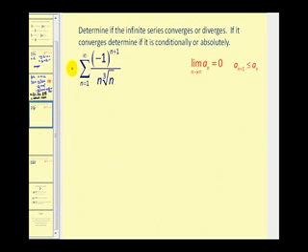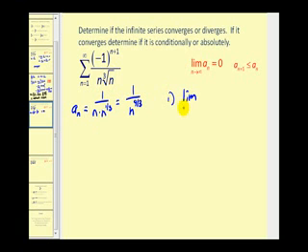Notice the given series is alternating, so we'll apply the alternating series test. So a sub n is going to equal 1 over n times the cube root of n, which is the same as n to the 1/3. So let's go ahead and rewrite this as 1 over n to the 4/3 power. Now we'll take the limit of a sub n, and this limit does equal 0.